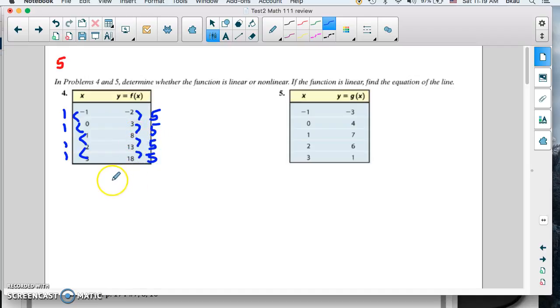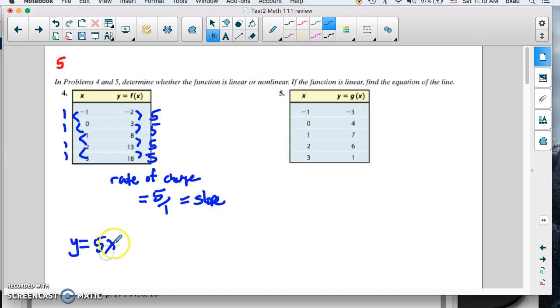So the rate of change, or the slope, is 5 divided by 1 in every case. It's 5 there, 1 there. So 5 divided by 1. So that's the slope. So our equation on this one is y equals 5x. And then we just need to find the intercept. Well, it's given in the chart right here. Anytime we have a 0 for the x, the intercept is given. This is the intercept. So the intercept is 3.